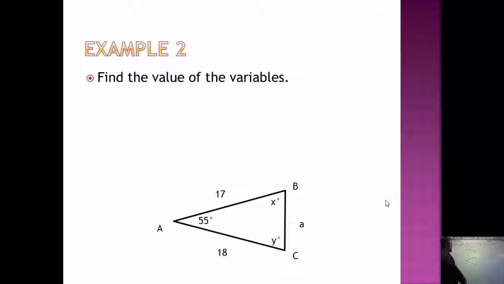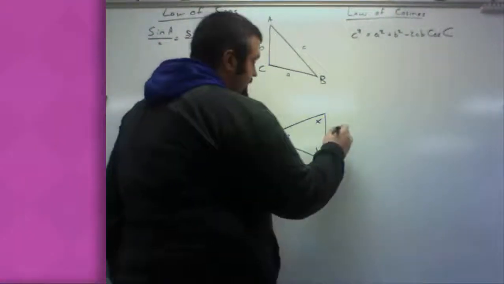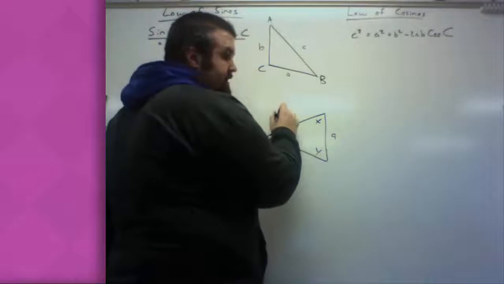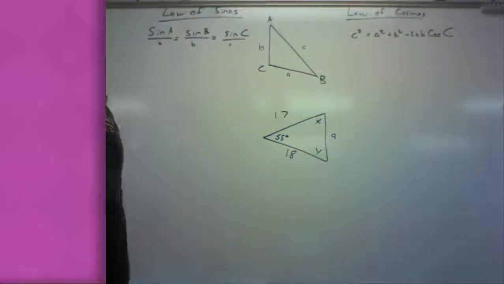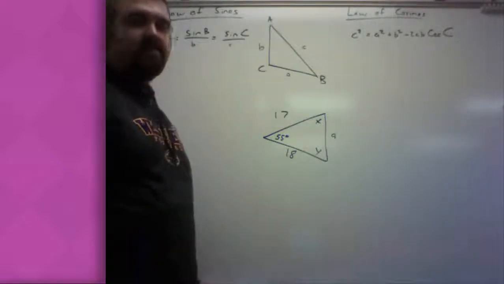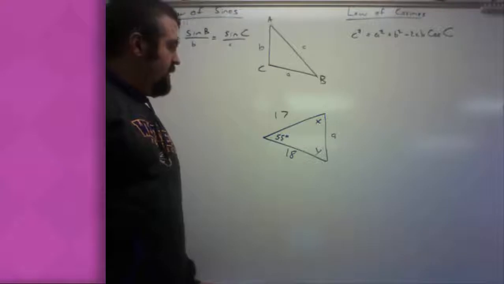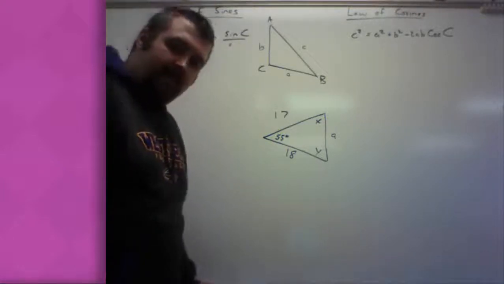So let's just real quick look at an example of what I might mean here. Well, if I look here, if I would set up my sine ratio, I would not have a full set of numbers anywhere. But in this case, 55 degrees is here. X, Y, A, 17 and 18. I could find all the variables using the law of cosines. Well, I'd find the first one that way, and then I use the law of sines after. I look, none of the ratios work. Dang.